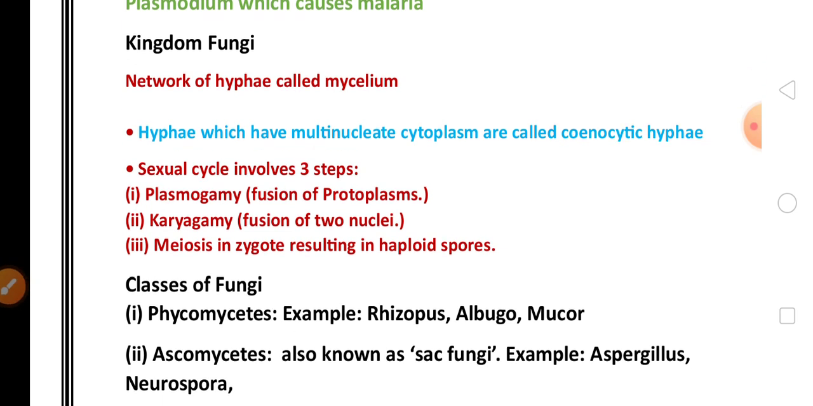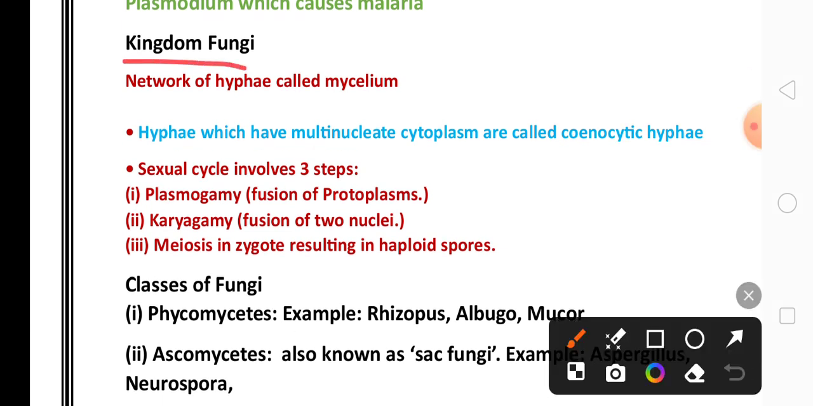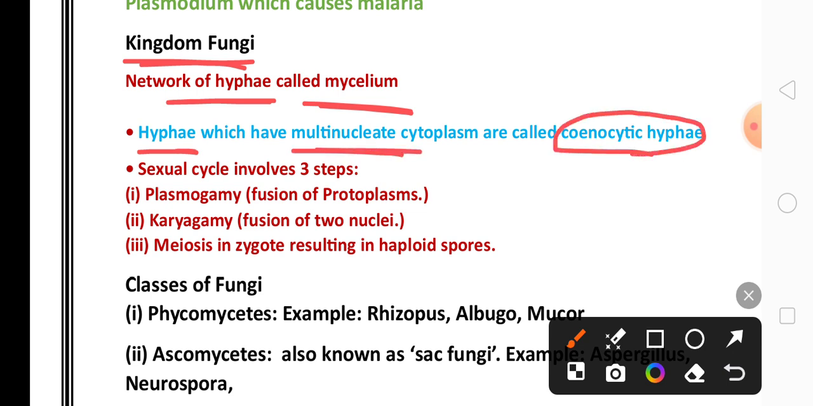Now come to kingdom fungi. Kingdom fungi is also called mycota. The fungi is made up of hyphae and the network of hyphae forms mycelium. And the hyphae which have multinucleated cytoplasm are called coenocytic hyphae. Coenocytic hyphae means the hyphae with many nuclei and without cross walls.